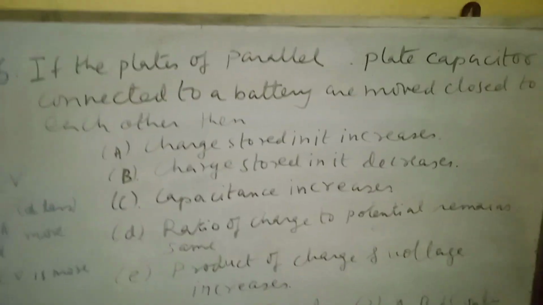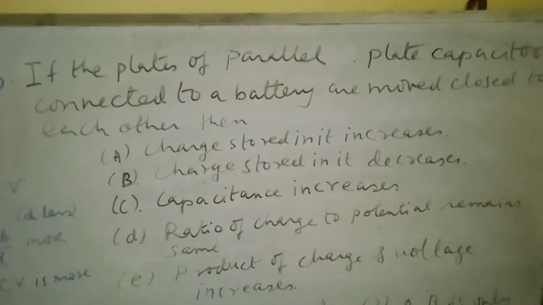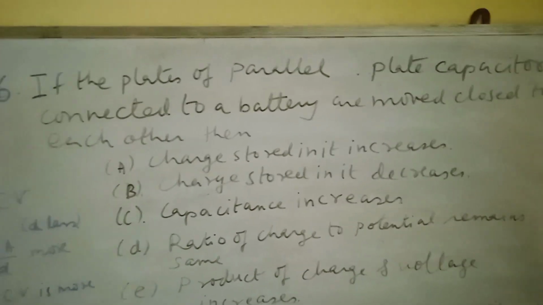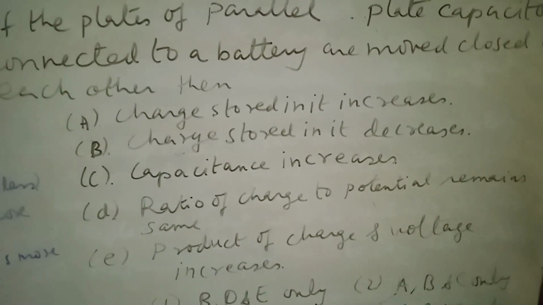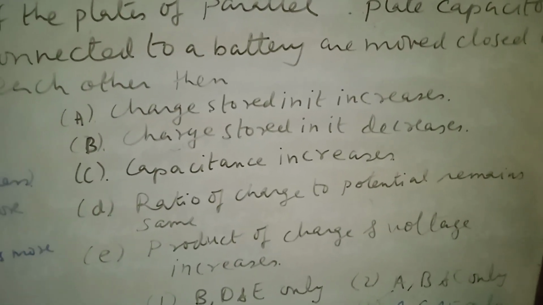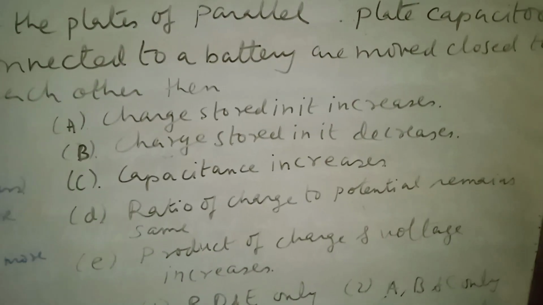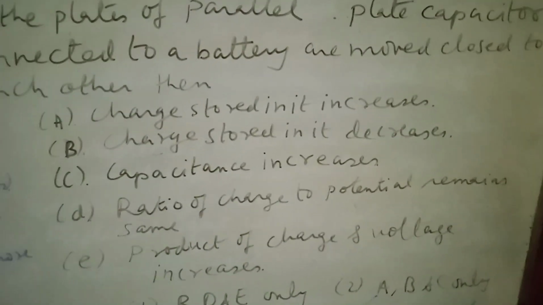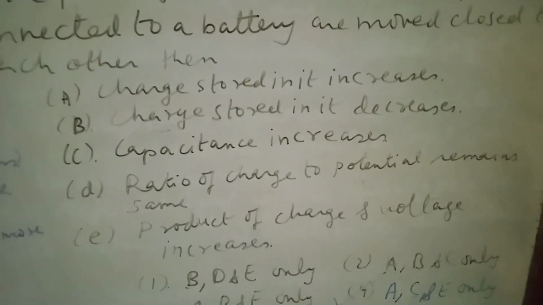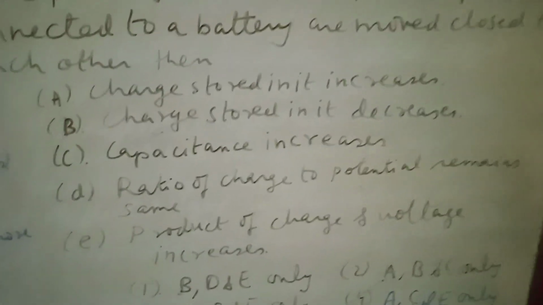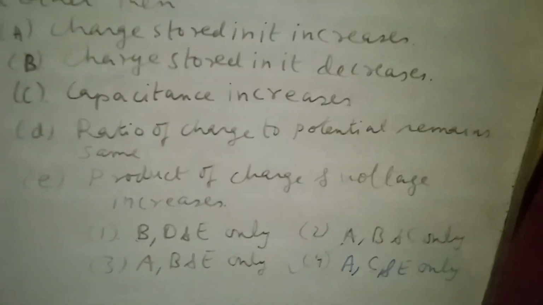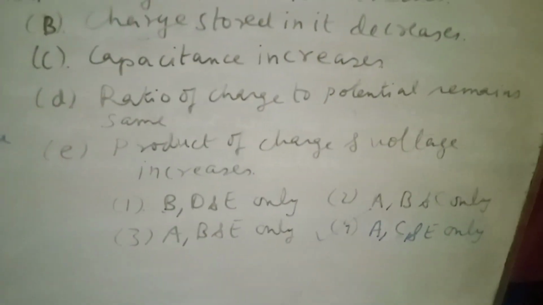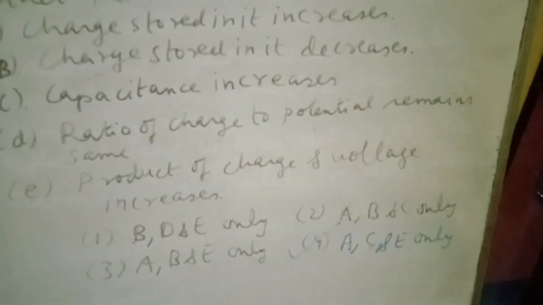Question number 36. If the plates of a parallel plate capacitor connected to a battery are moved close to each other, then A. Charge stored in it increases, B. Charge stored in it decreases, C. Capacitance increases, D. Ratio of charge to potential remains same, and E. Product of charge and voltage increases. Option 1: B, D and E only; number 2: A, B and C only; number 3: A, B and E only; and number 4: A, C and E only.